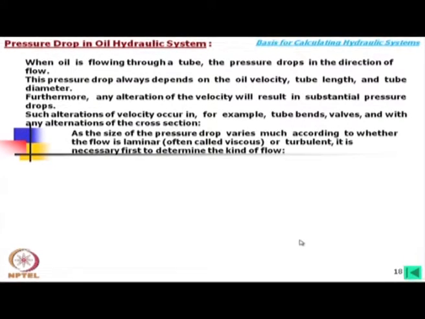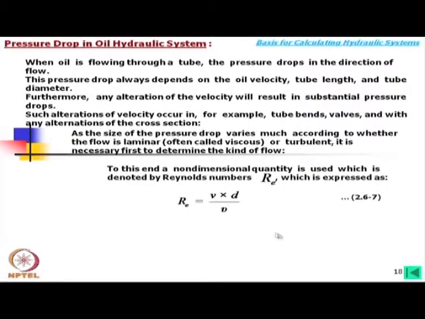As the size of the pressure drop varies much according to whether the flow is laminar, often called viscous, or turbulent, it is necessary first to determine what kind of flow is there. Now, for that, first of all we should consider the Reynolds number.